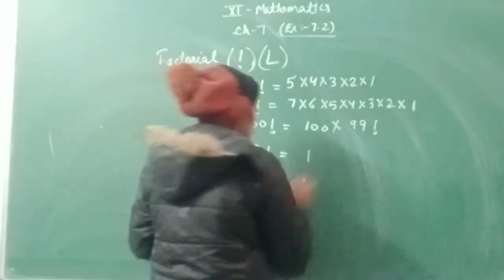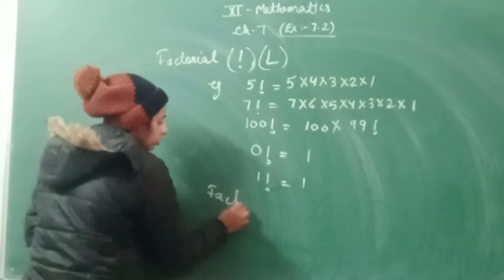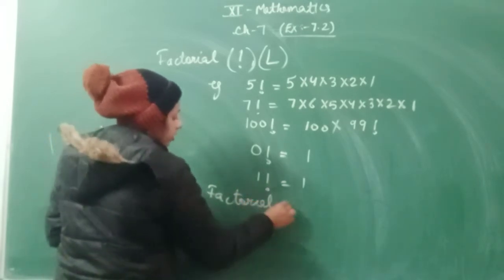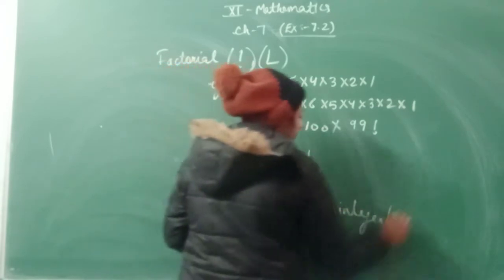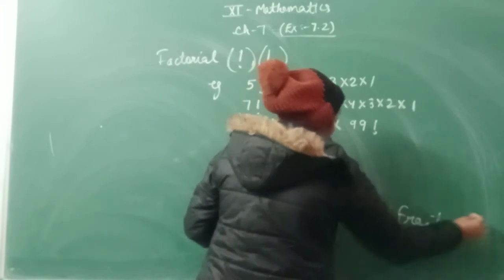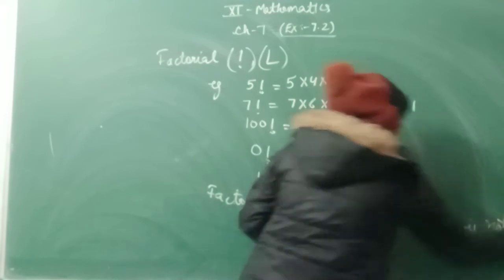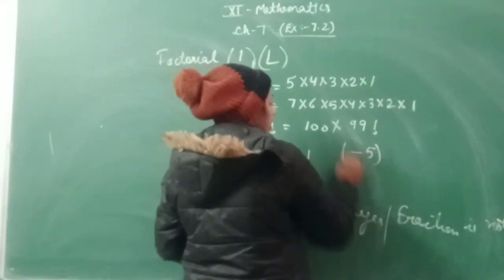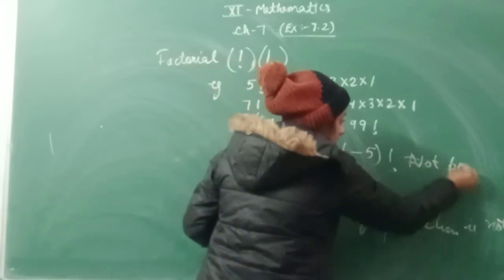The factorial is not defined for negative numbers. Factorial of negative integers or fractions is not defined. Clear? We can't solve the factorial of -1. It's not possible. Clear?